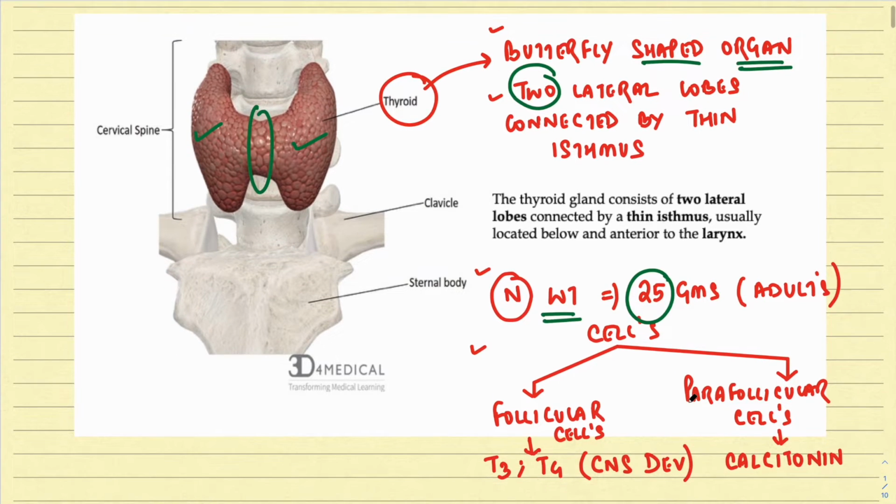So what are the main cells present in the thyroid gland? We have the follicular cells and we have the parafollicular cells. The follicular cells release the hormones T3 and T4, which are essential for brain development or CNS development, and we also have the parafollicular cells, which are responsible for secretion of calcitonin hormone.